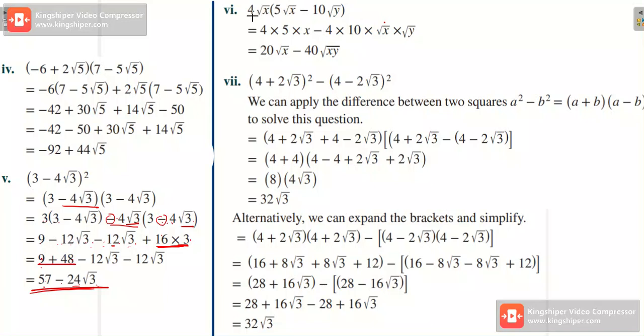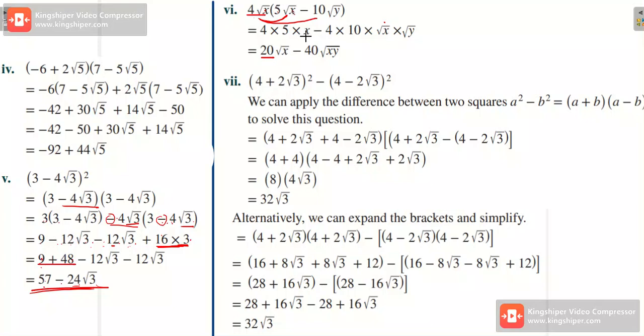So we are going to multiply the 4 root of x by 5 root of x and also by 10 root of y. So we have 4 times 5. Here we solve this straightforward because we are assuming that at this point you are getting the concept. So this is how it goes. 4 times 5 will give us 20. Then root of x times root of x must give us x.